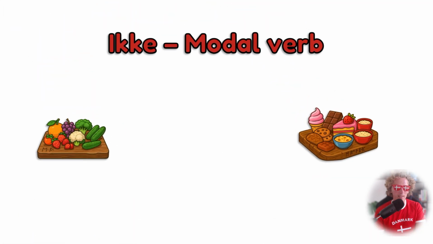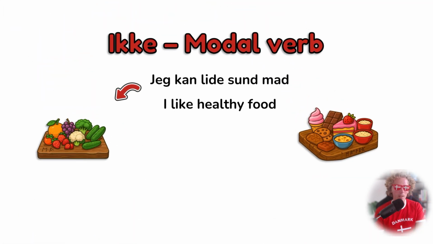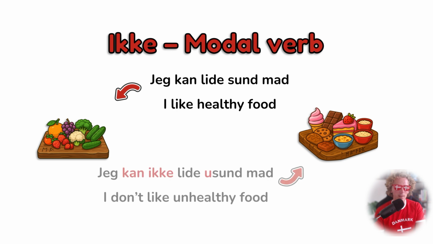Let's look at another modal verb example here. Jeg kan lide sund mad. I like healthy food. Jeg kan ikke lide sund mad. Jeg kan ikke lide sund mad. I do not like healthy food. The example we have here with the u might also be worth mentioning. So usund means unhealthy. We can add a u in front of a noun, or a verb sometimes, to make it the negated version. Like in English we have tolerant and intolerant. So in this case the u is like in.